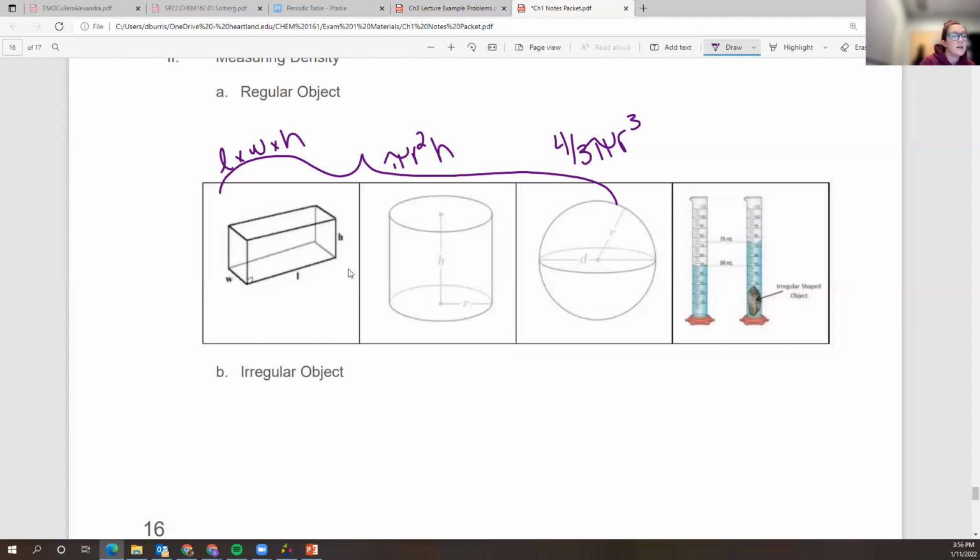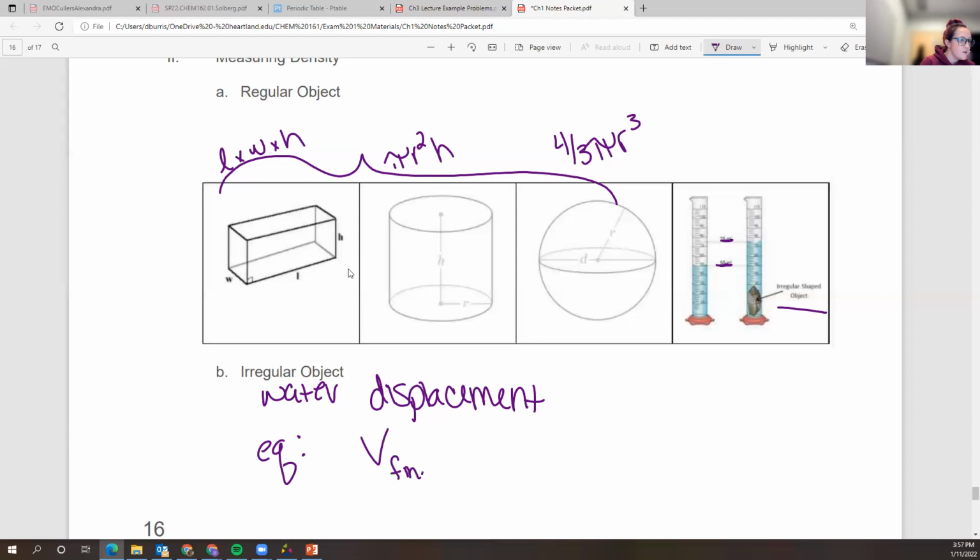Okay. Now, if it's an irregular shaped object, you are going to use what's called water displacement. Okay, you just read wherever your water is starting at. This one started at 50 milliliters. You drop your object in and then you read where it ends at. This one's 75 milliliters, and then you subtract. Whatever the difference is, is the volume of your object. So essentially the equation, if you want to write it down, is the volume final minus the volume initial equals the volume of your object. Okay, so anytime you have an irregular shaped object, you should do water displacement.